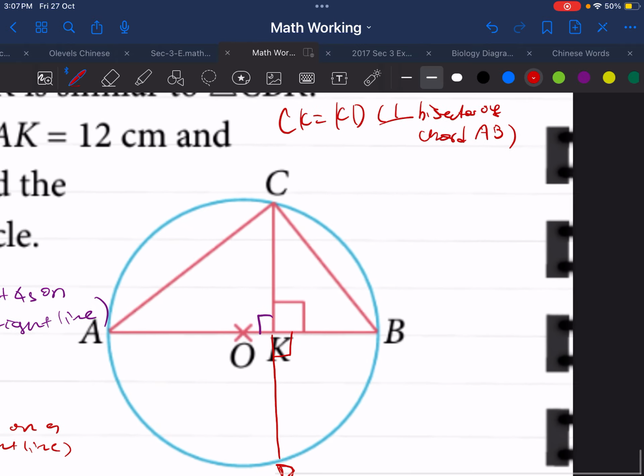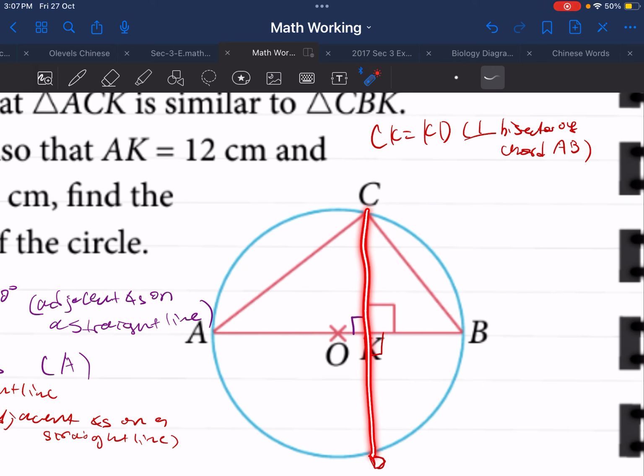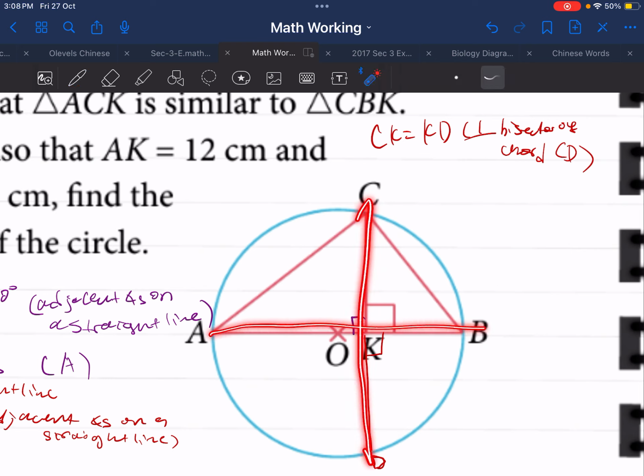So what does it mean? It means CKD is perpendicular. AB is a chord, but it's not the chord in question. It is supposed to be chord CD. This chord, it cuts it down here. So basically, this is equal to this length.